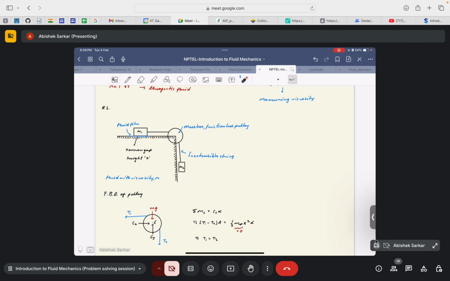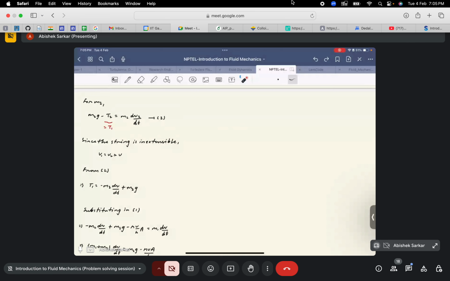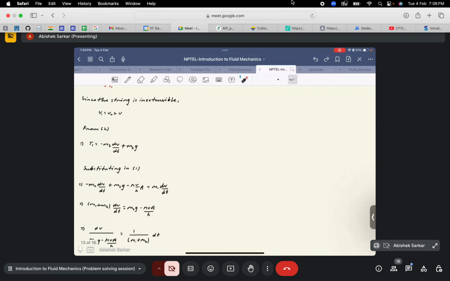Substituting in equation number 1, we can write minus m2 dV by dt plus m2 g minus mu V A by h is equal to m1 dV by dt. Rearranging this expression, m1 plus m2 dV by dt is equal to m2 g minus mu V A by h. Then using separation of variables, we can write dV by (m2 g minus mu V A by h) is equal to 1 by (m1 plus m2) into dt.